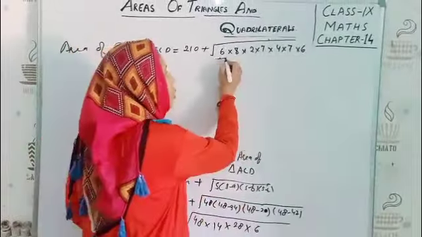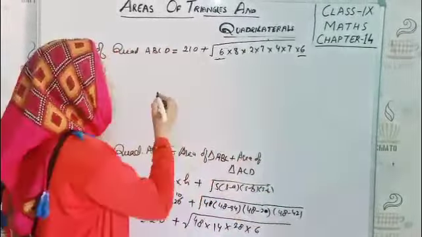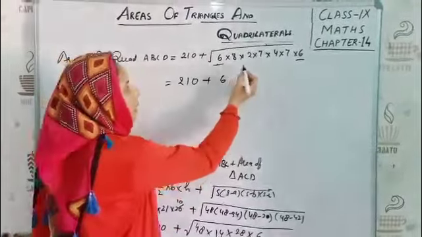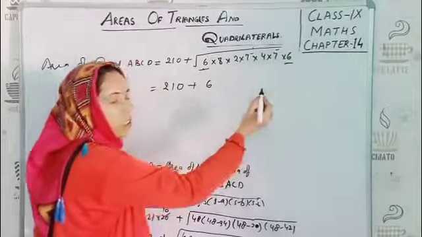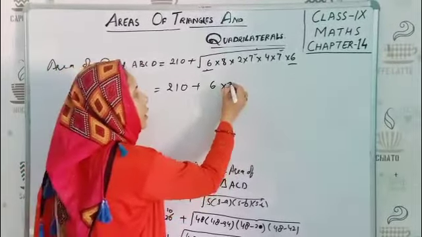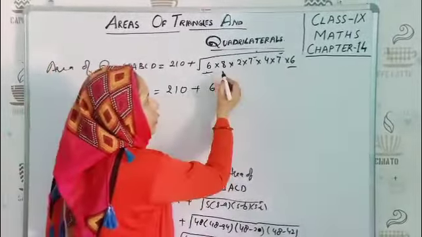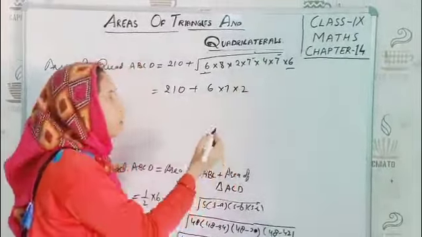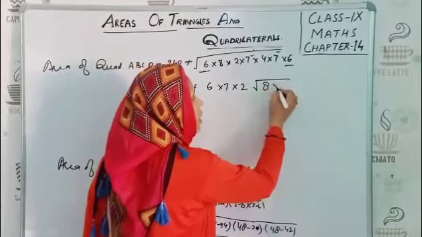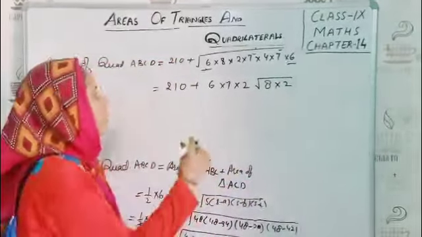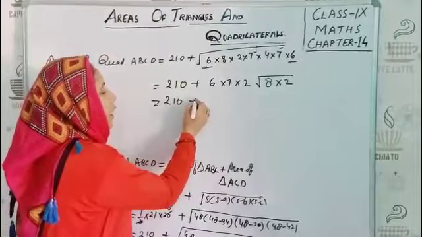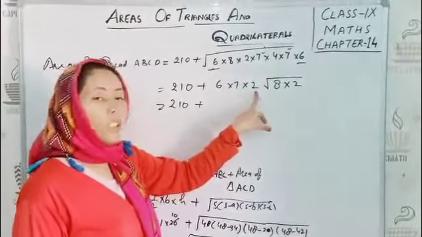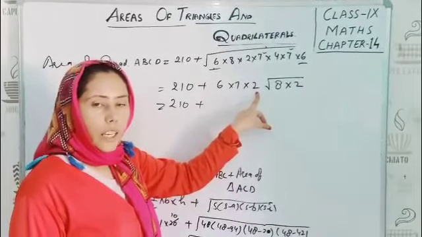Now look, two 6s are here, so one 6 comes out of the root. Then two 7s are here; the square and square root cancel, and you will get 7 out. Now what is left inside? 4, and 4 is the square of 2, so 2 comes out. And what is left inside is 8 into 2. It will be 210 plus 6 sevens are 42, 42 into 2, which is 84.